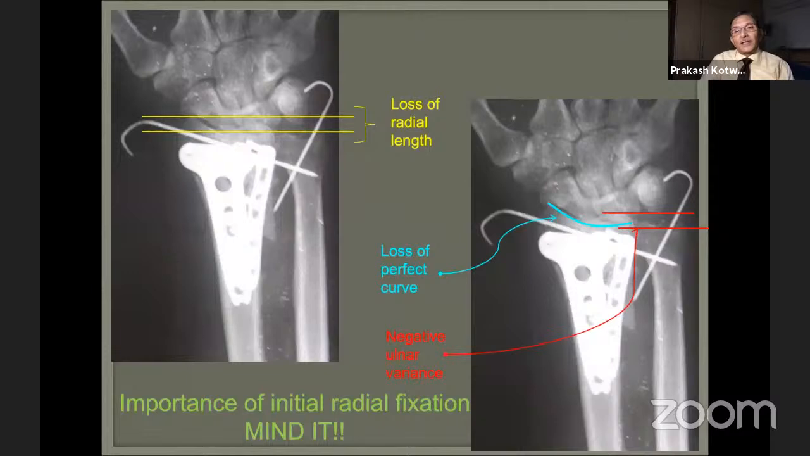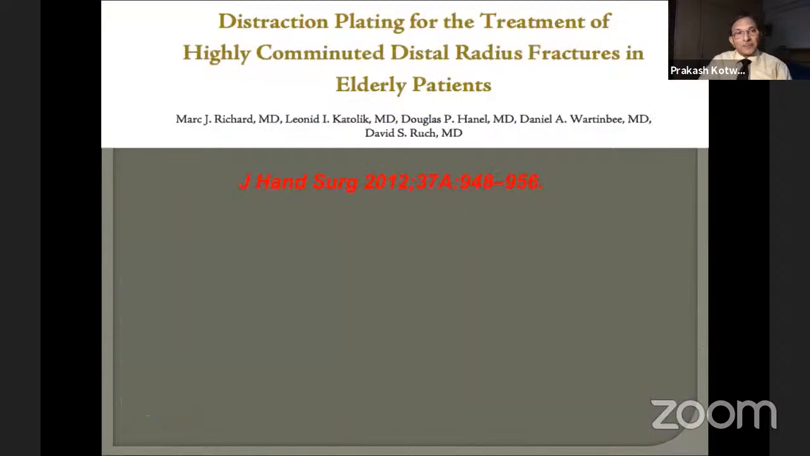Another, just a closing slide about this, about the importance of initial radial fixation on the volar side. If you don't do that and fix the dorsal plate first, then this may happen. This is a good example that's elsewhere. Loss of radial length, because the volar plate restores the radial length, I showed you earlier. Then the loss of the palmar tilt, and because the length is not restored, there can be negative ulnar variance.